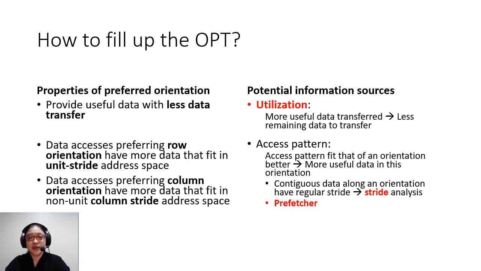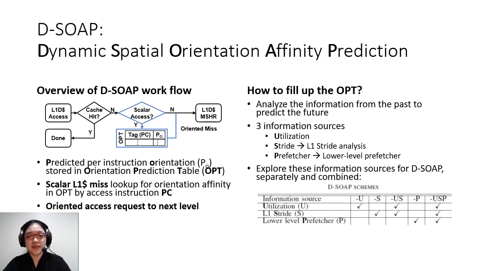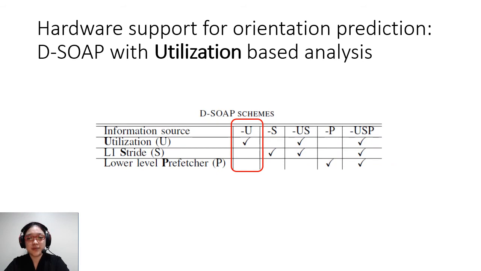Utilization, stride, and prefetcher are the three information sources we explore for DSOAP. We extract this information by analyzing past axes and devise 5 prediction methods using them separately and combined. We cover all these schemes in detail in our paper, but due to time limit, we'll focus on those using the best information source, utilization, in this presentation. We devise our DSOAP scheme with utilization-based analysis.